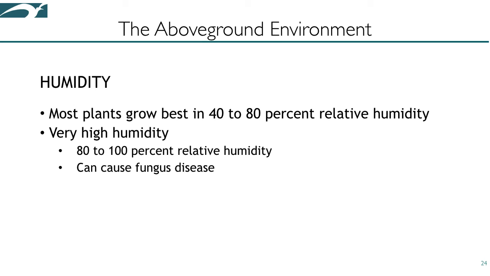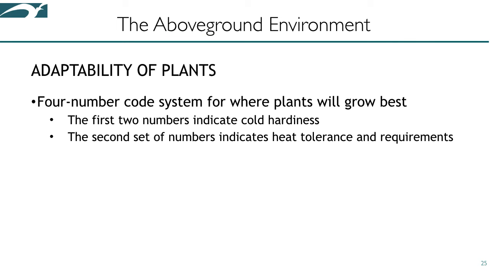Humidity is something you want to take into consideration. Most plants grow best in 40 to 80% relative humidity. Very high humidity, such as 80 to 100%, can cause fungus disease within your plant. You want to keep a close eye on your plants during those very hot, humid days. Plants are very adaptable during days where it is hot and where it is cold. So there are some numbers to help you understand where to grow them best.